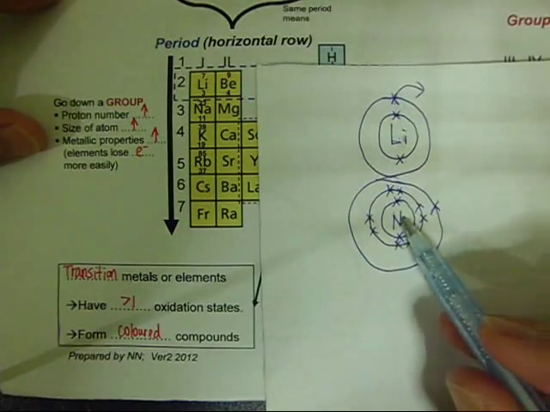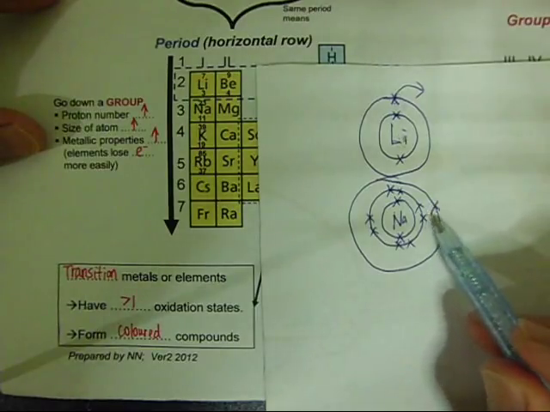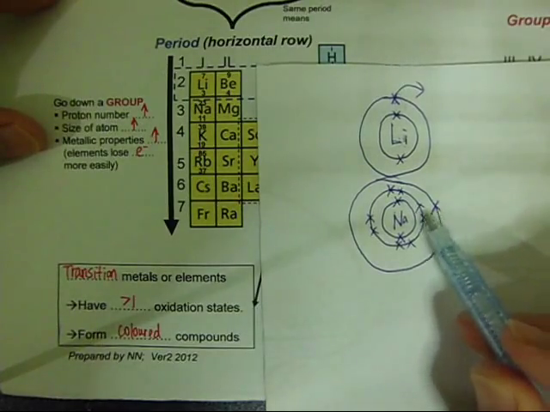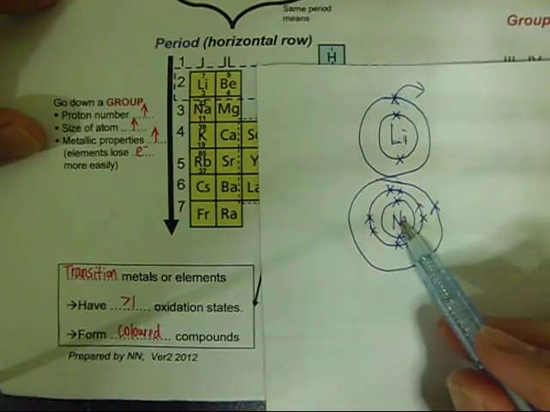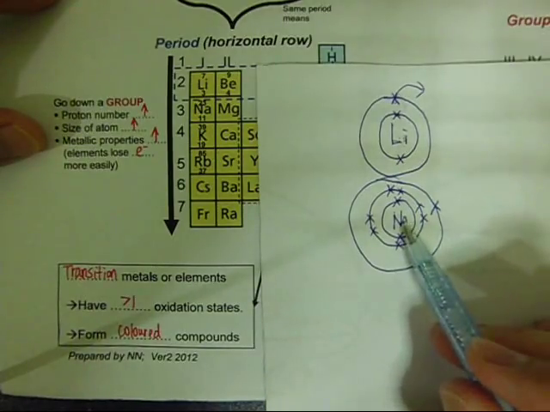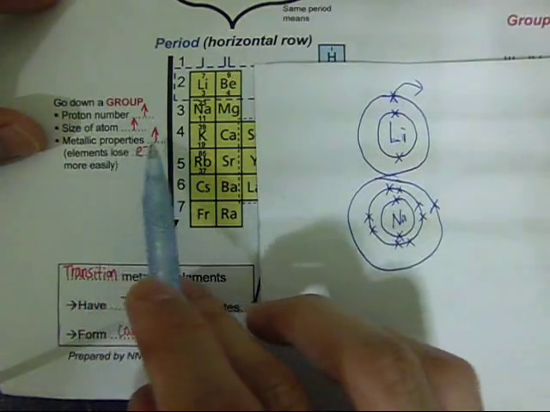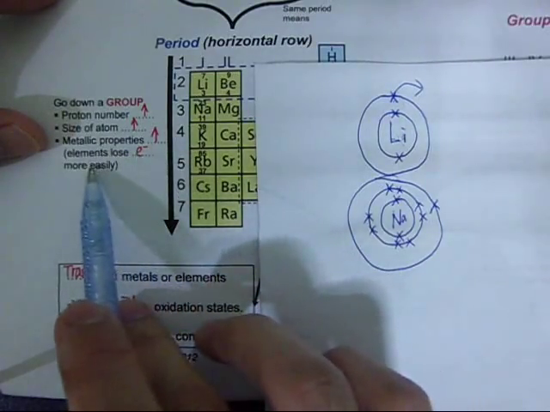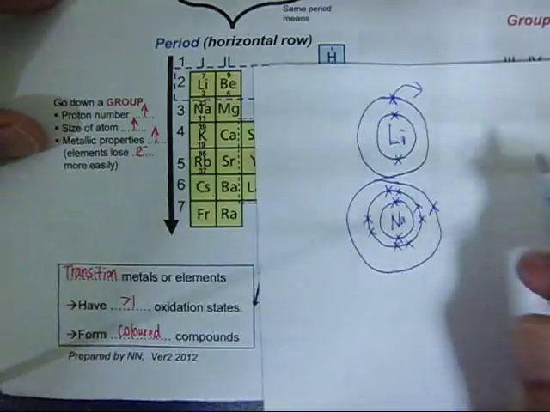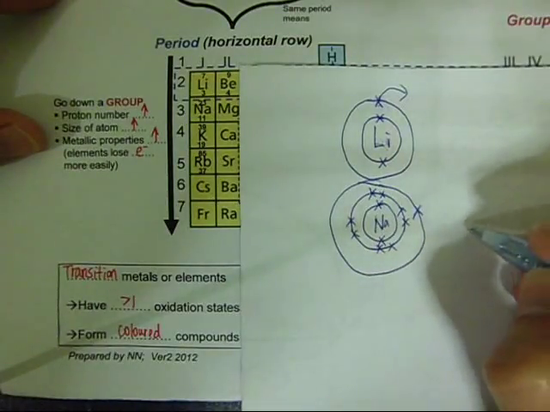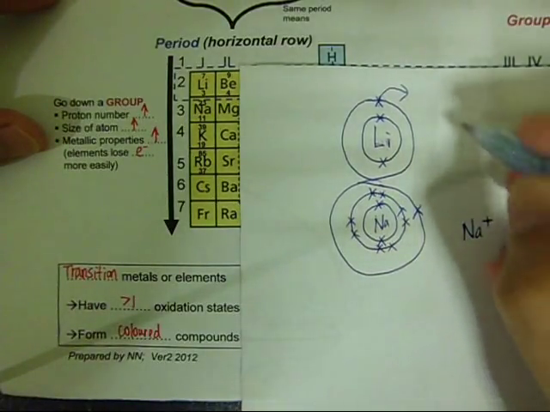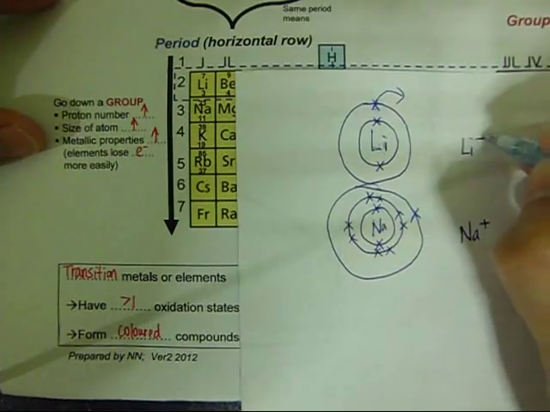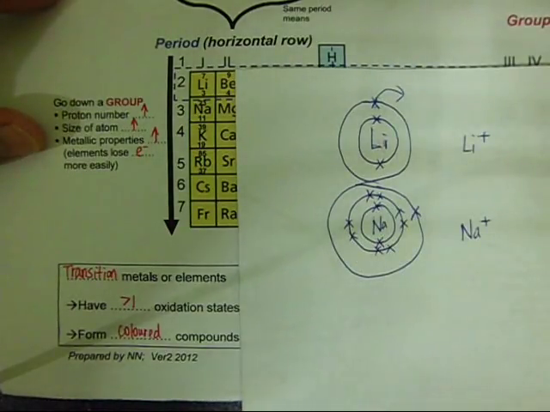For sodium, it is easier for this valence electron to be lost because it is further away from the nucleus. Therefore, sodium is more metallic than lithium, because sodium loses the electron more easily. When sodium loses an electron, it becomes Na+. When lithium loses an electron, it becomes Li+. Okay?